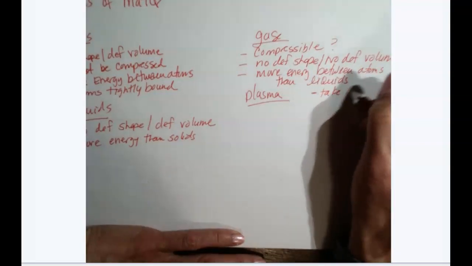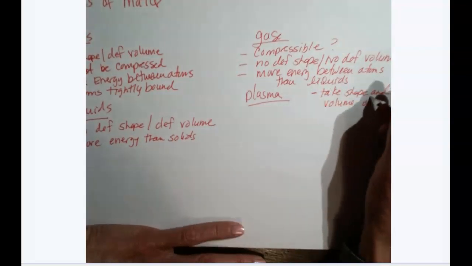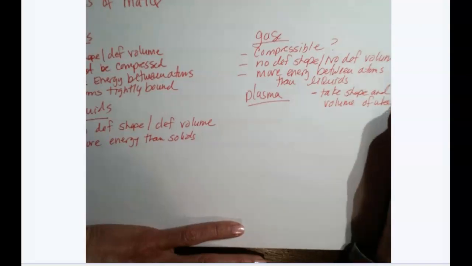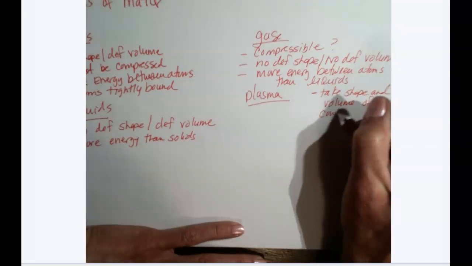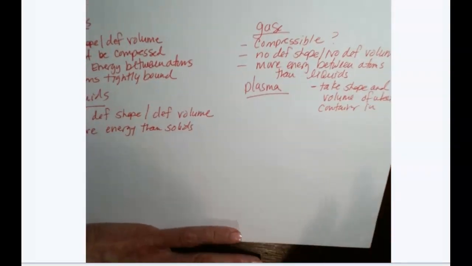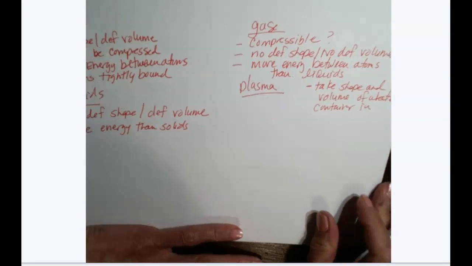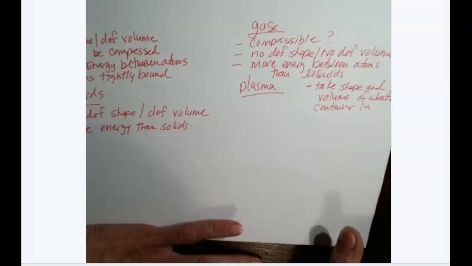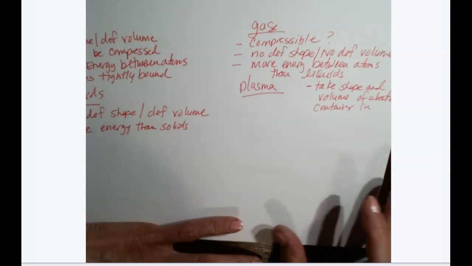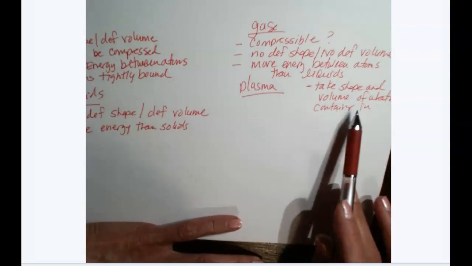Okay, so compressible, no definite shape, no definite volume, definitely more energy between the atoms. The increased amount of energy between liquids and gases allows the gas molecules or atoms to spread out and get as far away from one another as possible, and take the shape and volume of whatever container they're in.